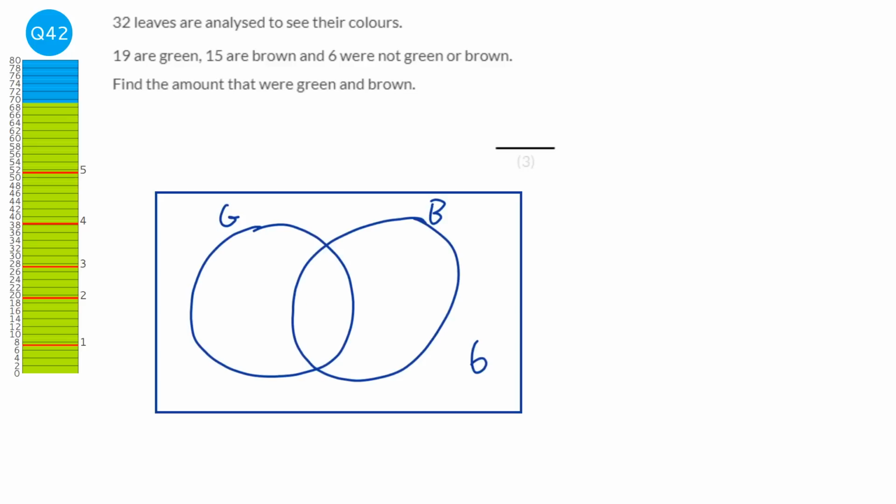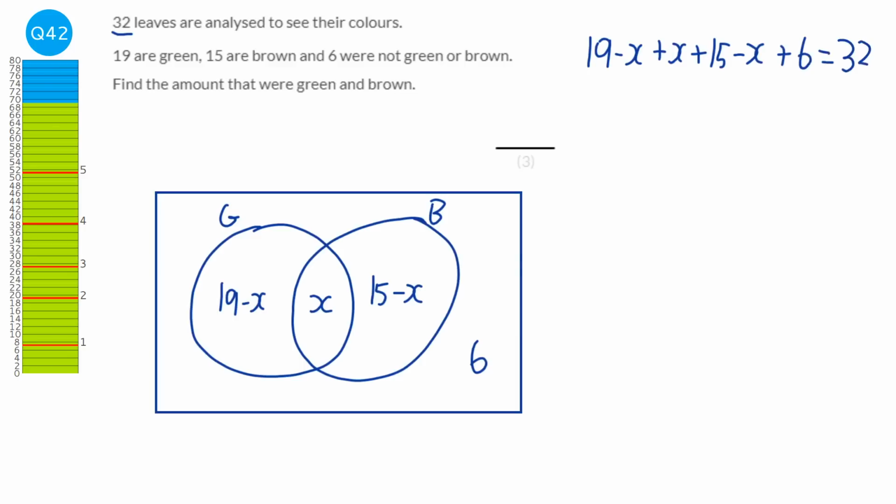We're told that 19 are green, but we don't know which, either they're in here or a bit of both. So what we can do is label the center X, and we can say that there are 19 take away X just green, because they could have been both green and brown. And for the brown we can do the same, so it'd be 15 minus X. And for the next step we know that all of them together add up to 32, because it says in the question. So we're going to add all of these, the 19 minus X, the X, the 15 minus X, and the 6 together, and we know that equals 32.